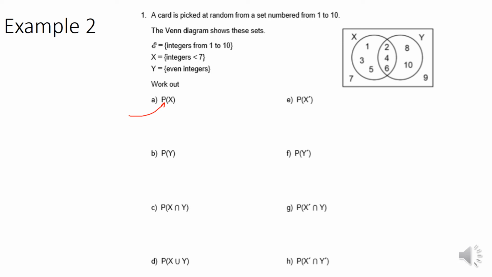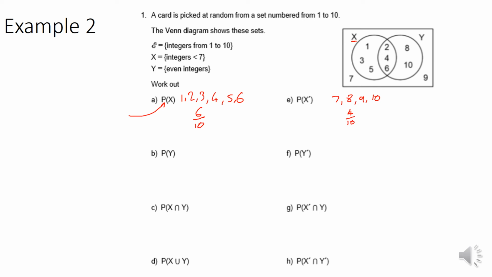So probability of X. So anything in the X circle. So that is 1, 2, 3, 4, 5, 6. So there's 6 things there, so that is 6 out of 10, or 6/10 is the probability. Probability of not X, so there's 7, 8, 9, 10, fit that. So the probability of not X would be 4 out of 10, 4/10.